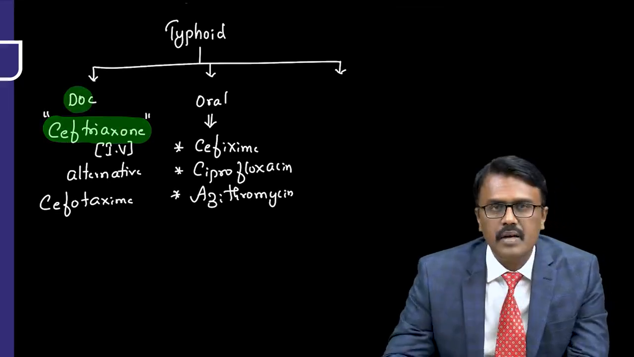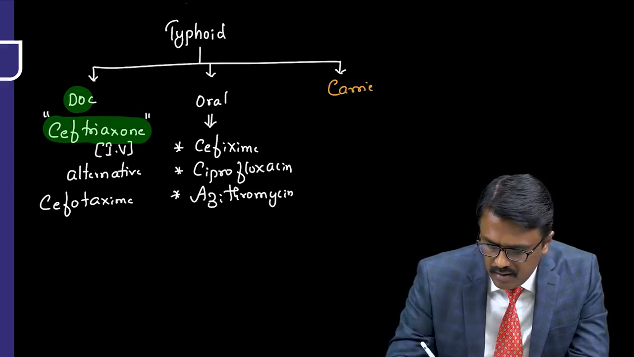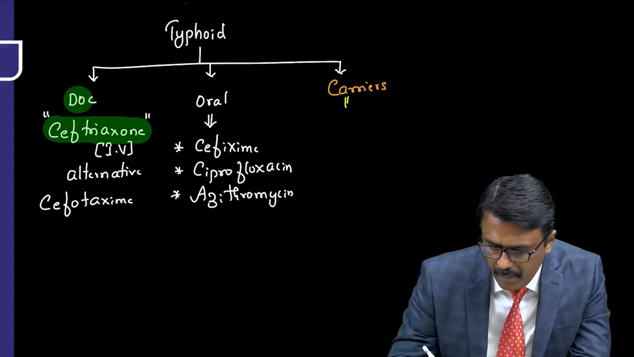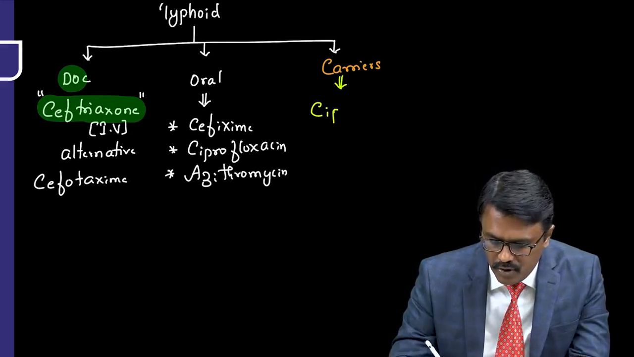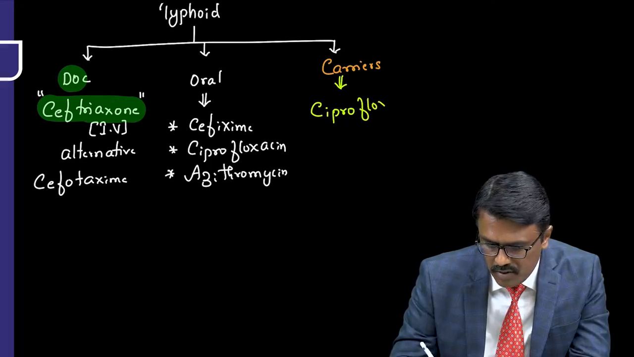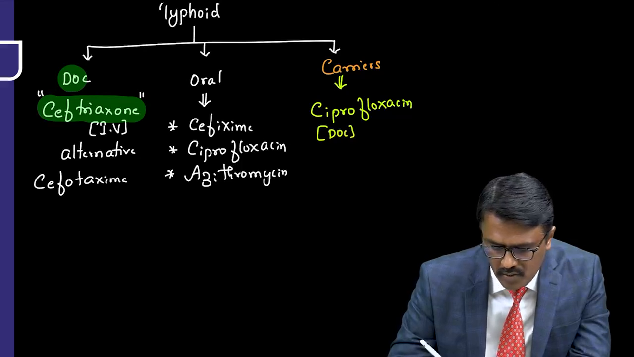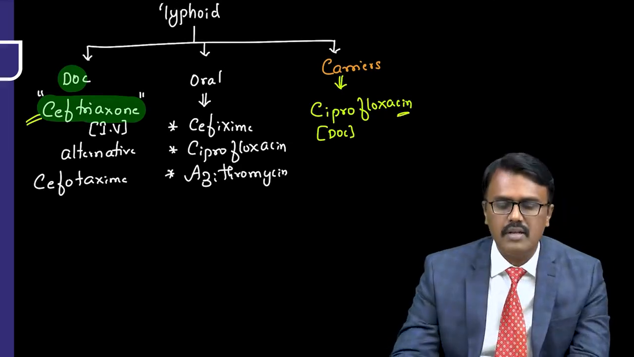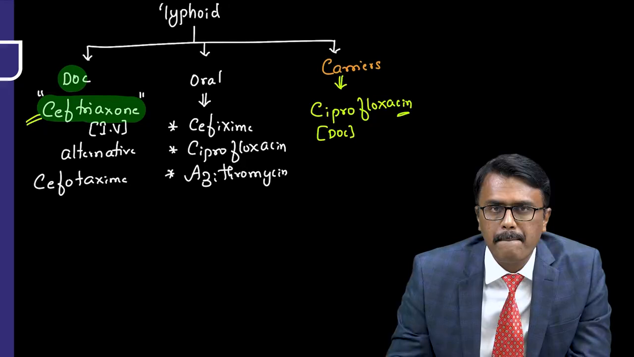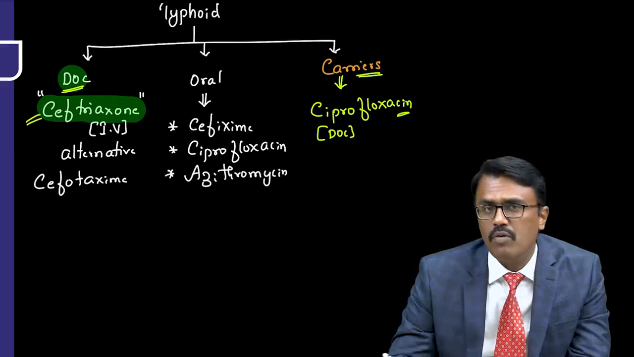Very good. But there are carriers of typhoid. Carriers. I think you have heard of Typhoid Mary. And if they are carrying, they are going to spread the infection to everyone. For the typhoid carrier, the drug of choice is ciprofloxacin. Ciprofloxacin is the drug of choice. So two potential questions from this. One is from ceftriaxone, one is from ciprofloxacin. The drug of choice for typhoid is ceftriaxone, carrier is ciprofloxacin.